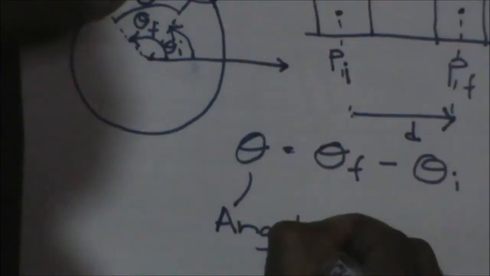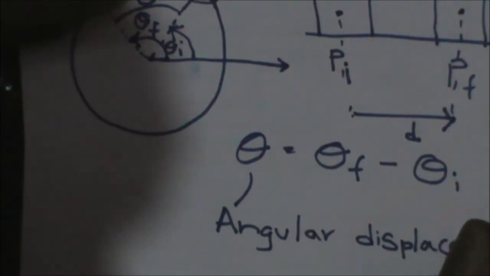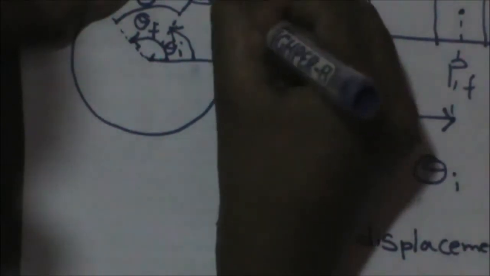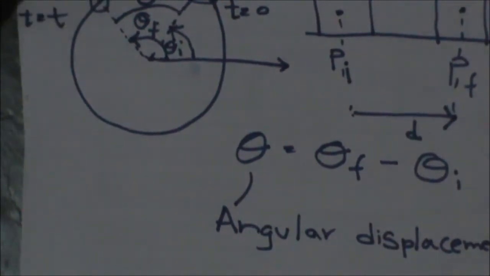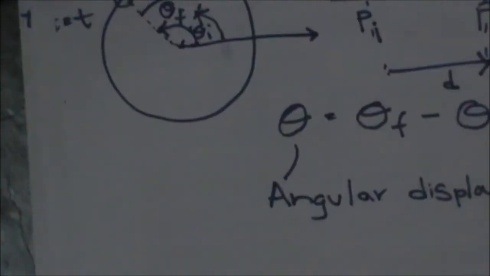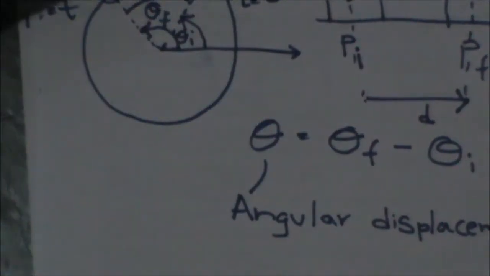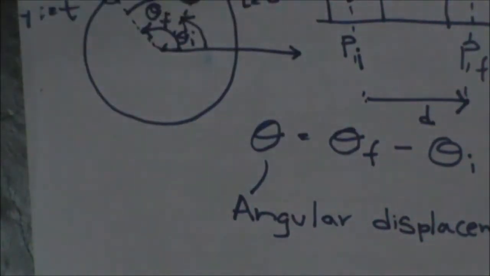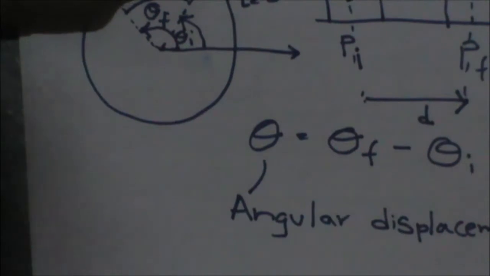I take this one as t equals 0 and this is t equals t. Within time t, it has displaced from a position of angle theta I to a position of angle theta F, and the angular distance it has traveled is equal to theta F minus theta I. So the angular displacement of the object within time t is theta, the difference between the two angular positions.